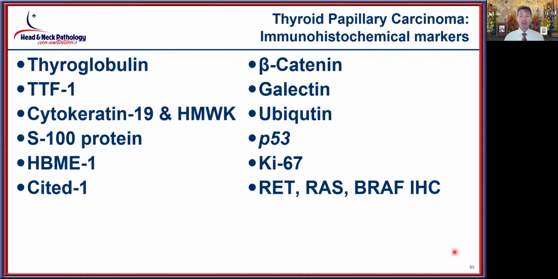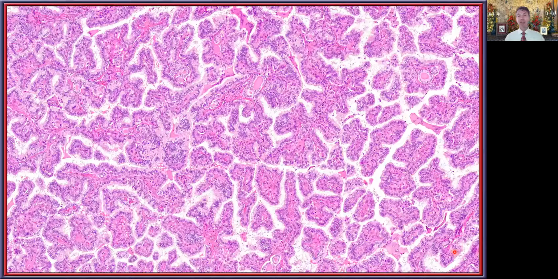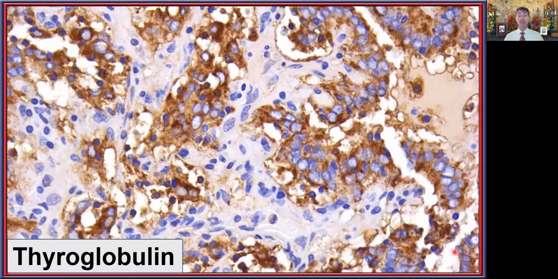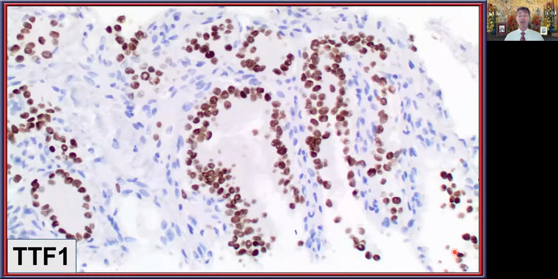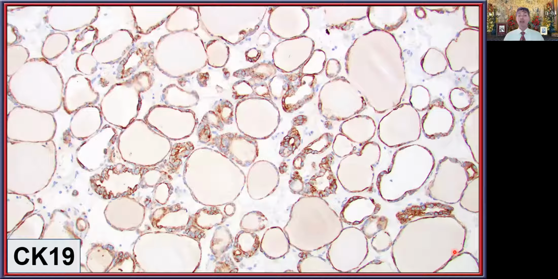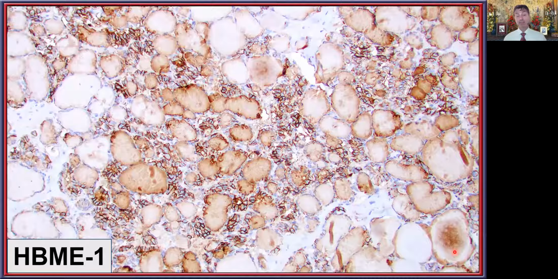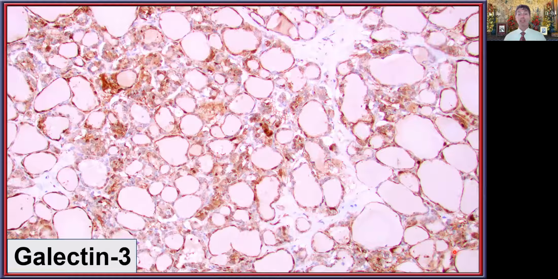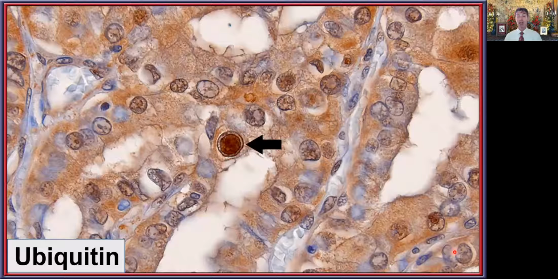A number of immunohistochemical markers can be done, and you can see that the RET, RAS, and BRAF IHC are included in this. But when you think about papillary thyroid carcinoma, this is classical papillary, so there really isn't a reason to do immunophenotype. So it's more frequently done in the follicular patterned tumors. But in general, thyroglobulin is going to be positive in the tumors, TTF1 is going to be positive in the tumor, and then, of course, CK19, HBME1, galectin-3, and even ubiquitin is highlighted specifically within the intranuclear cytoplasmic inclusion component because it's a concentration from the cytoplasm.